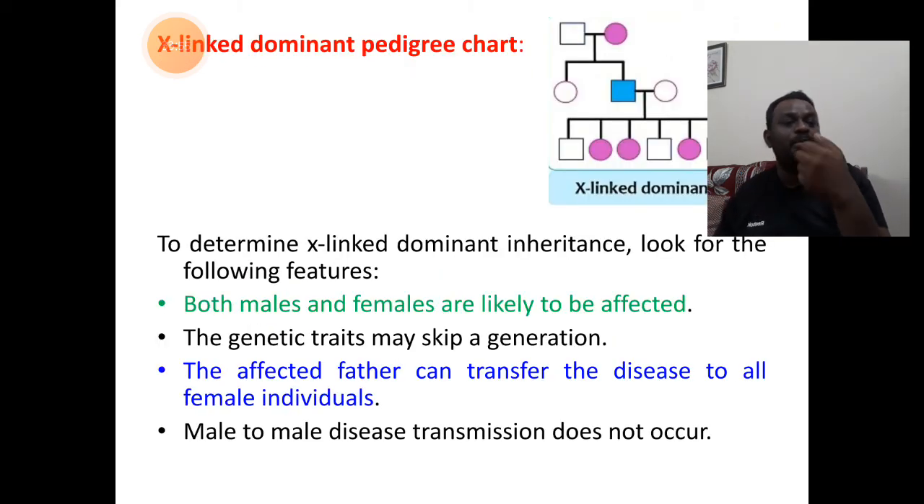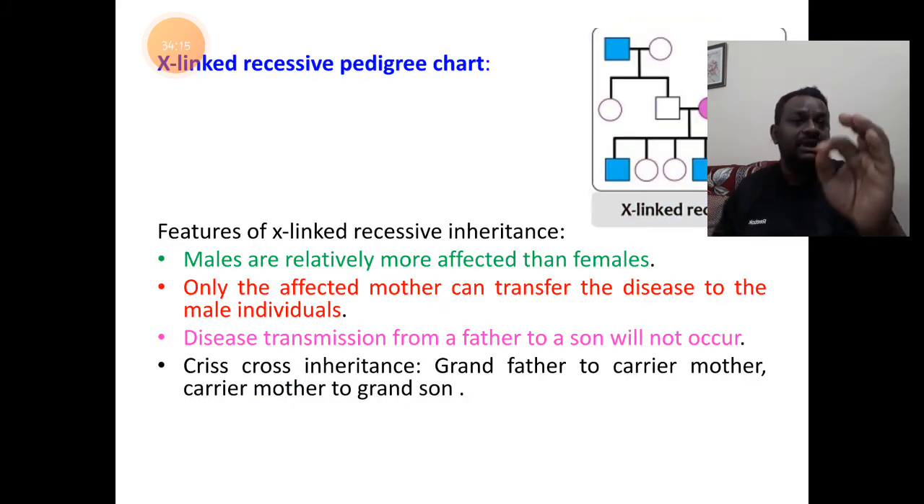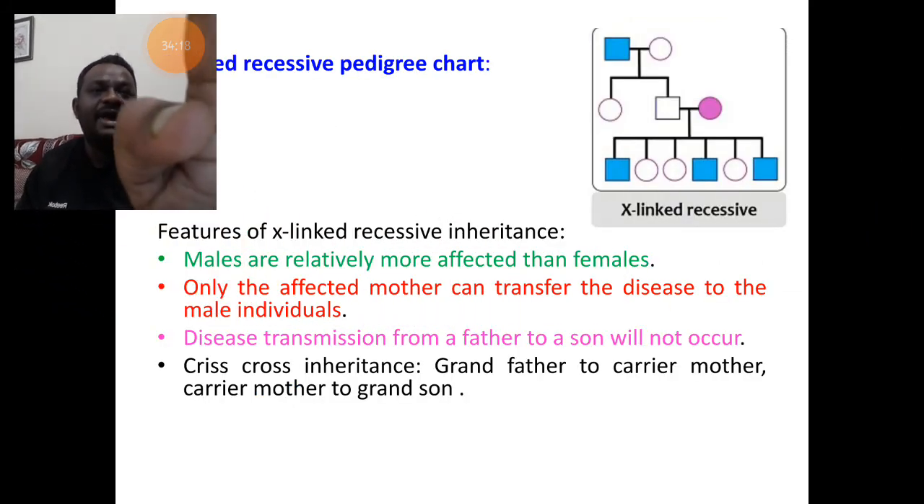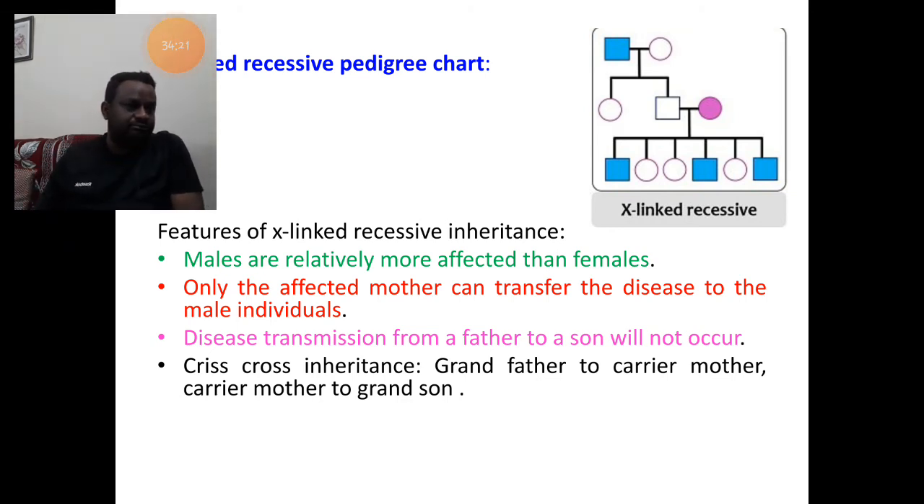In X-linked dominant, generally the characters are passed from the affected father to the daughters. All daughters will be affected. This is what is important ultimately for us, X-linked recessive inheritance. Let us concentrate on this again. What is the condition? Males are relatively more affected than the females in this pattern. Only an affected mother can transfer the disease to the male individuals.